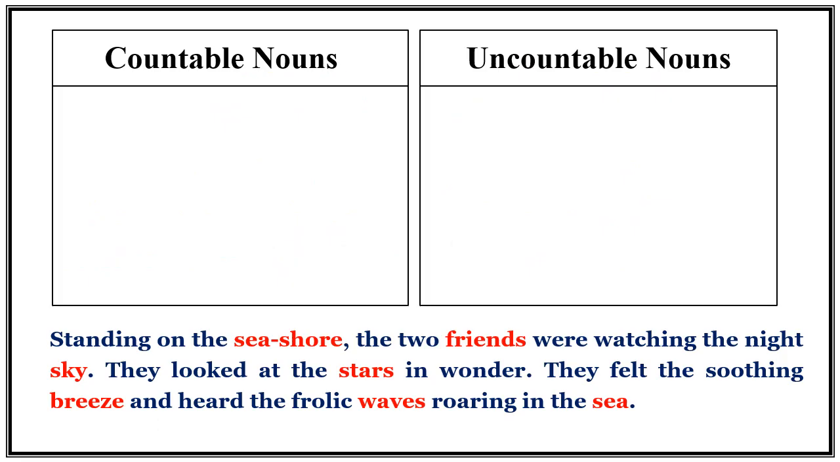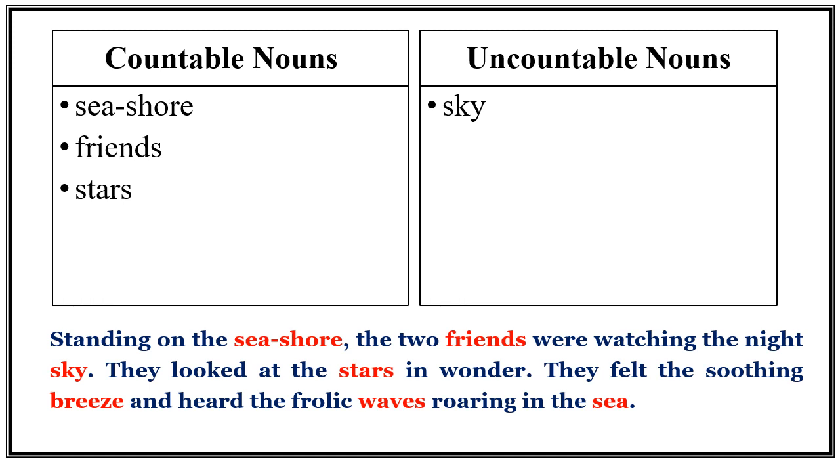Standing on the seashore. Here the seashore is a countable noun because we can count seashore. The two friends were watching the night sky. The word friends is a countable noun because as it is mentioned here, two friends. And the word sky is an uncountable noun. We can't count the sky because the sky is endless. They looked at the stars in wonder. Here, in this sentence, the word stars is a countable noun because we can count stars. We can say 1 star, 2 stars, 3 stars.